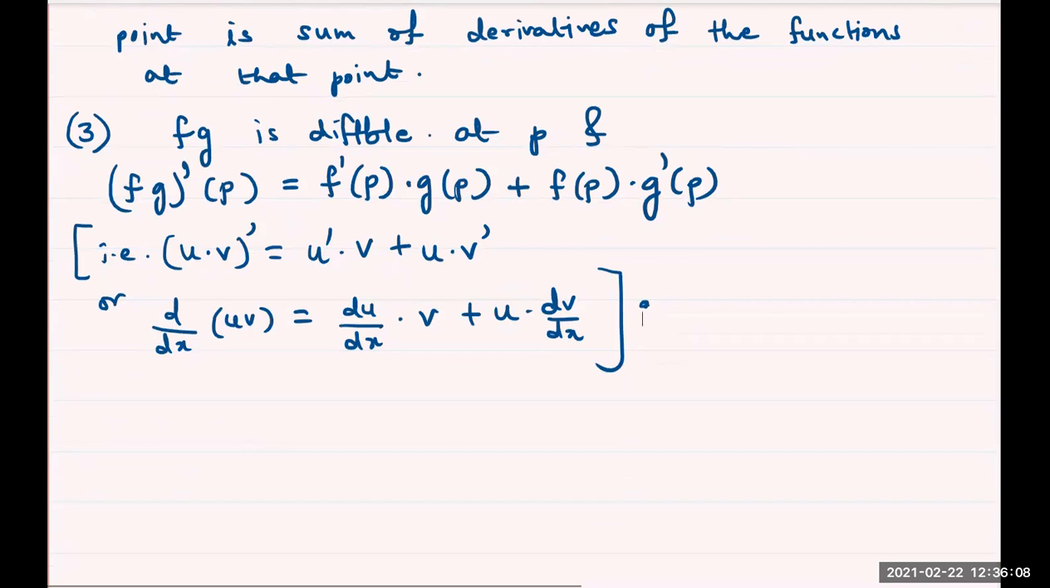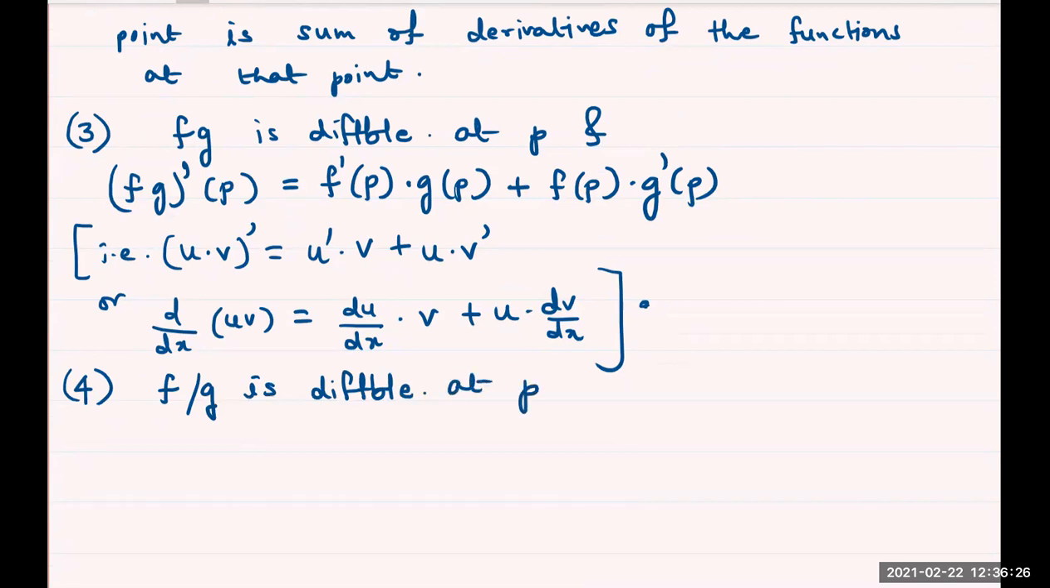तो अभी लास्ट वाला क्या है? डिवीजन के बारे में. f by g is differentiable at p provided g of p is not equal to zero. G of p comes in the denominator, ना इसलिए वो नहीं zero होना चाहिए.